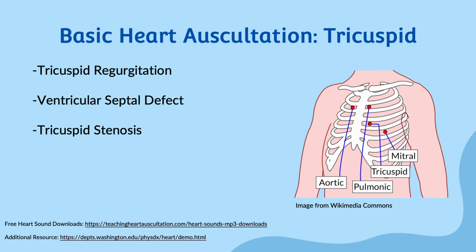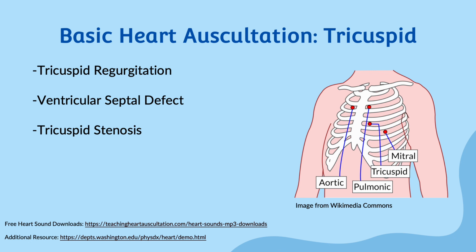The tricuspid valve is located between the right atrium and the right ventricle. To hear the tricuspid valve, you will want to place your stethoscope in the fourth intercostal space in the left sternal border. The tricuspid valve closes at the beginning of systole, and the sound you will hear is known as the first heart sound, or S1. Murmurs that are most prominent at the tricuspid valve auscultation post are tricuspid regurgitation, ventricular septal defect, and tricuspid stenosis.